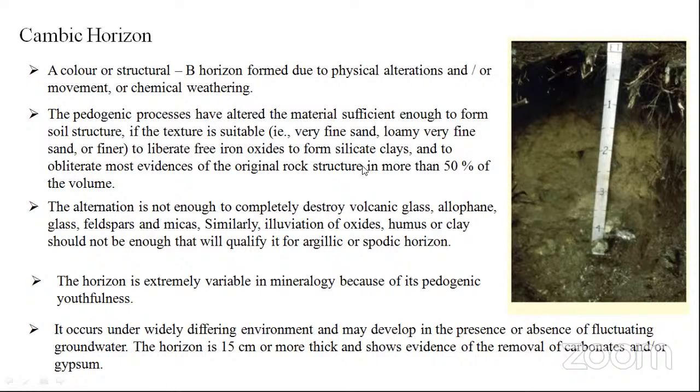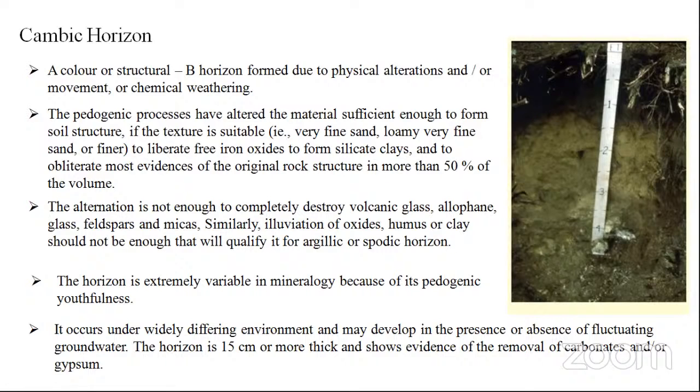You can expect some iron oxides to be liberated, silicate clays liberated, and original rock of more than 50% volume. The alteration was not completely destroyed. Some volcanic glass you can see elsewhere, because weathering did not happen very properly. Though it has all these properties, this cambic horizon cannot be compared with argillic or spodic horizons. Also, students, the mineralogy is highly variable because of the youthfulness of this horizon.